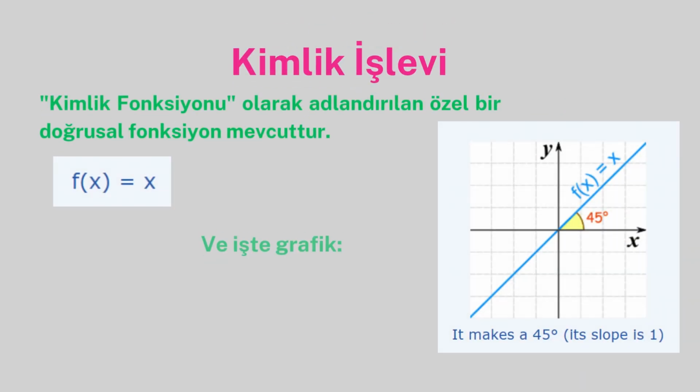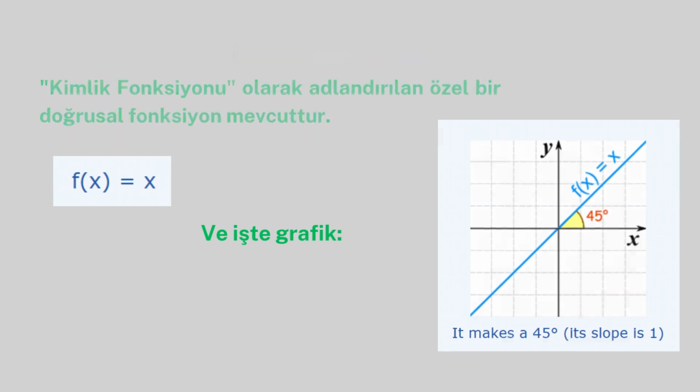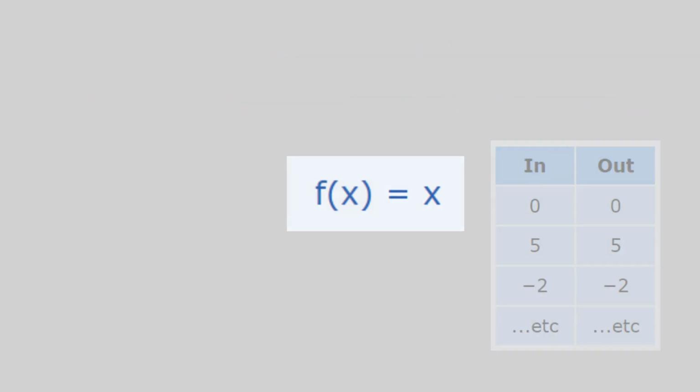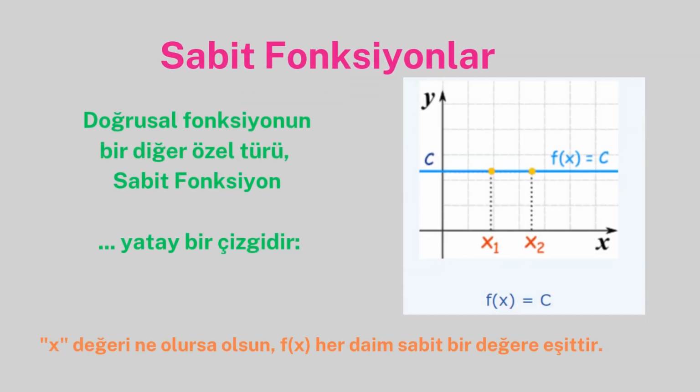The identity function. There is a special linear function called the identity function, and here is its graph. Constant functions. Another special type of linear function is the constant function. It is a horizontal line. No matter what value of x, f(x) is always equal to some constant value.